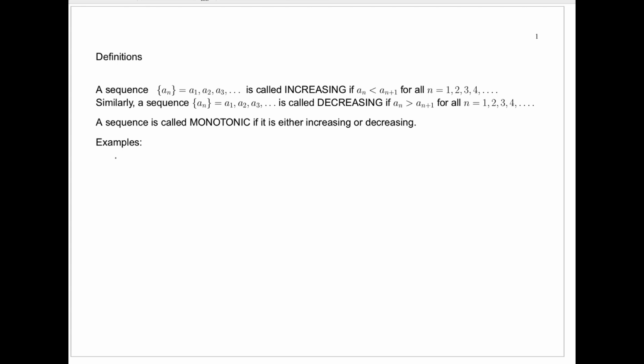Here's an example. If we look at the sequence 1, 2, 3, 4, etc., we can write that as the sequence n. That's the sequence whose nth term is n. This sequence is increasing. It's pretty obvious each term is bigger than the previous one. If we look at the sequence (n minus 1) over n, we've looked at that one before. That's 0, 1/2, 2/3, 3/4, etc. This one's also increasing.